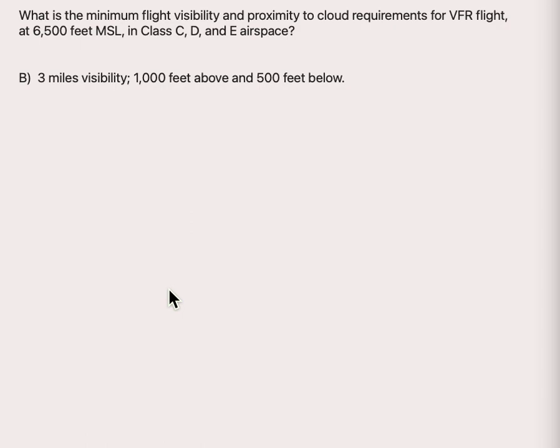Charlie, Delta, and Echo, so these are all the same. Looking at Charlie, Delta, and Echo, for VFR flight, if you're at 6,500 feet, you have to have 3 miles of visibility and be 1,000 feet above the clouds and 500 feet below the clouds.